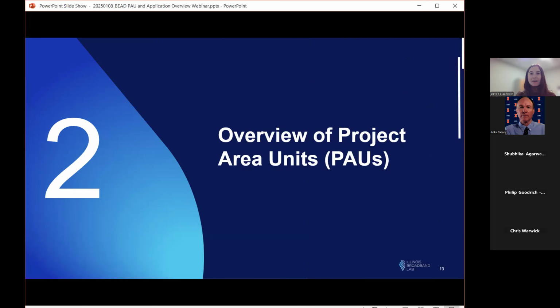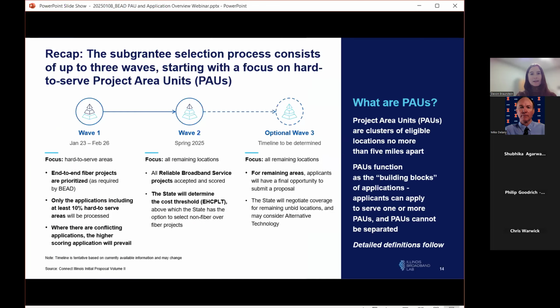Okay, so moving right along here, we will go over project area units. I shared a little bit of a recap earlier, but just to lay this out again, so Illinois subgrantee selection process will happen in 3 waves. The first wave focuses on hard-to-serve areas. So we will score applications that include at least 10% of PAUs that are notated as hard to serve. We will also score applications that are end-to-end fiber.